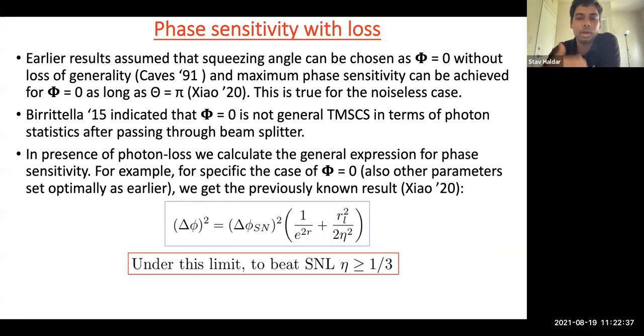So if you have a loss of greater than 66%, 2/3 loss, then you can never beat the shot noise limit, even for infinite squeezing. So even if you pumped an infinite number of photons, you will never be able to beat the shot noise limit for eta square less than 1/3. So that was the previously known result, with the squeezing angle set as phi, but this theta set to its maximal value of pi, which was assumed to give the best phase sensitivity.